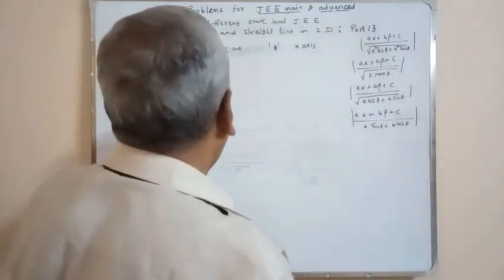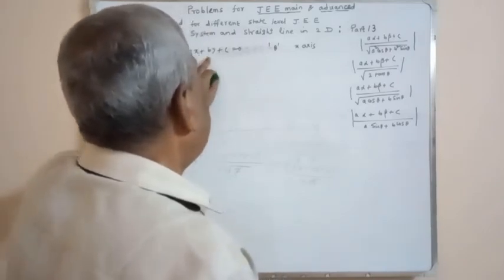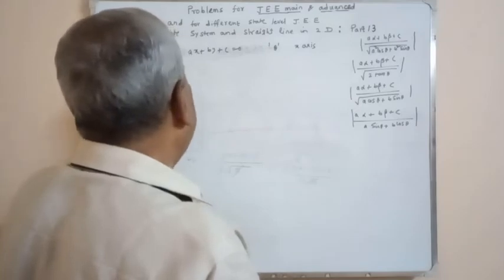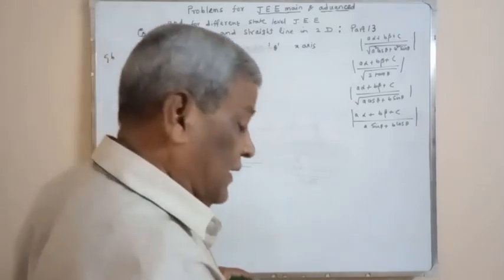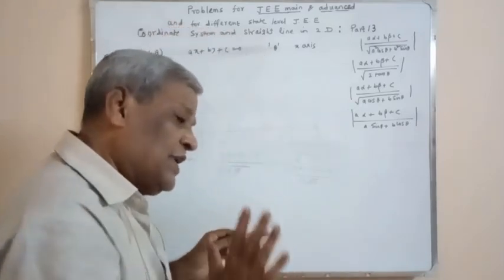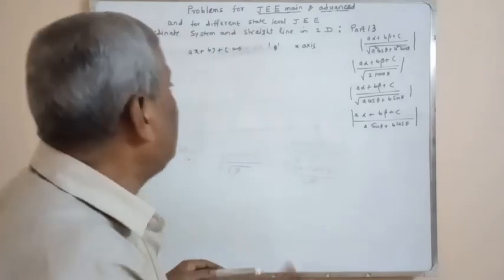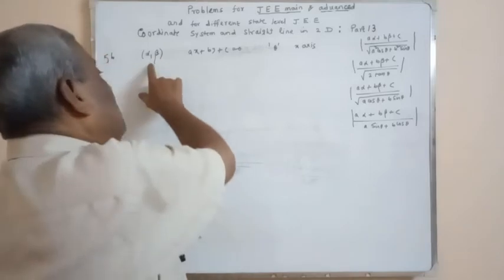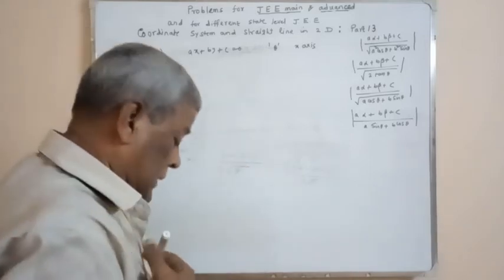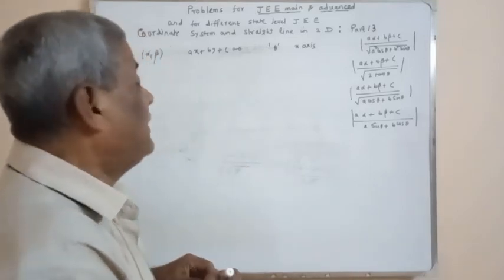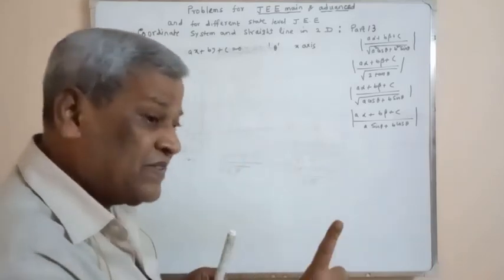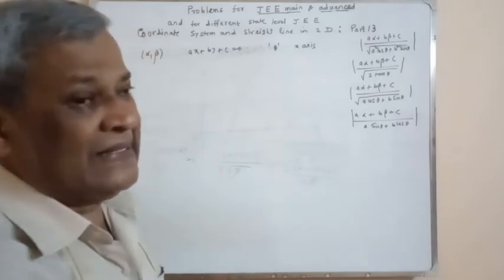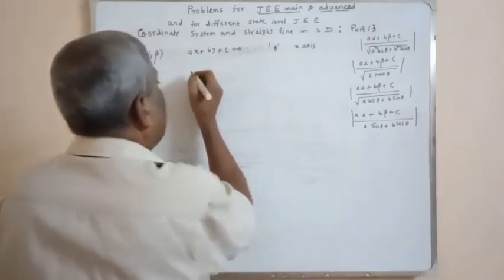Now the question is, one point is given, one straight line is given. We have to find the distance of that point from this straight line. If only this is given in the problem, then we have to find the perpendicular distance of that point from this. But here it is given that the distance is to be measured along a line which makes an angle theta with x-axis.